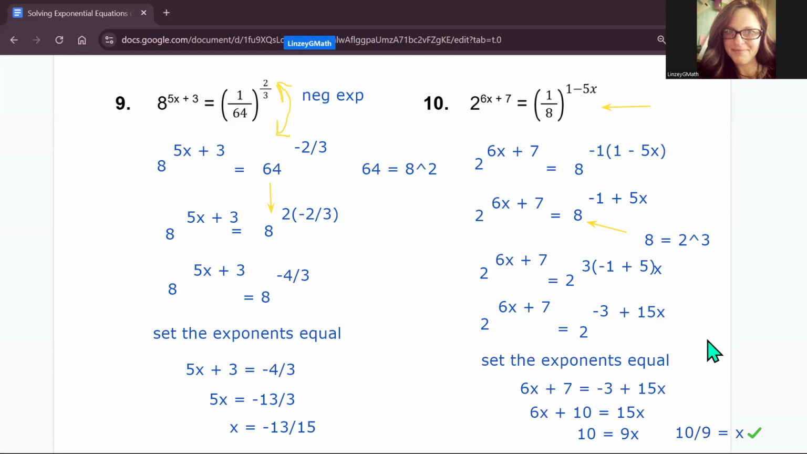And that concludes solving exponential equations using properties of exponents.